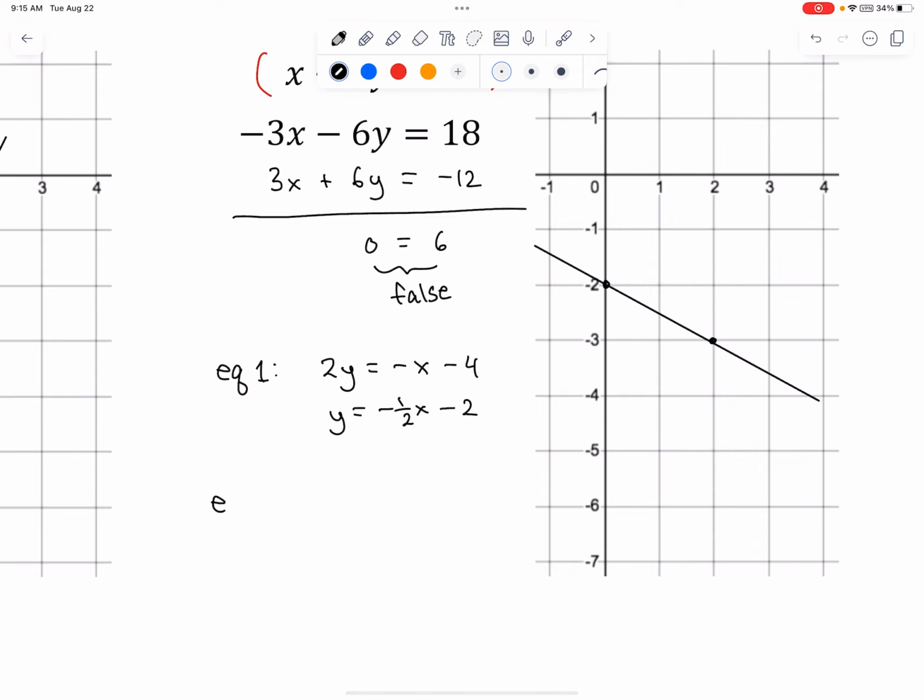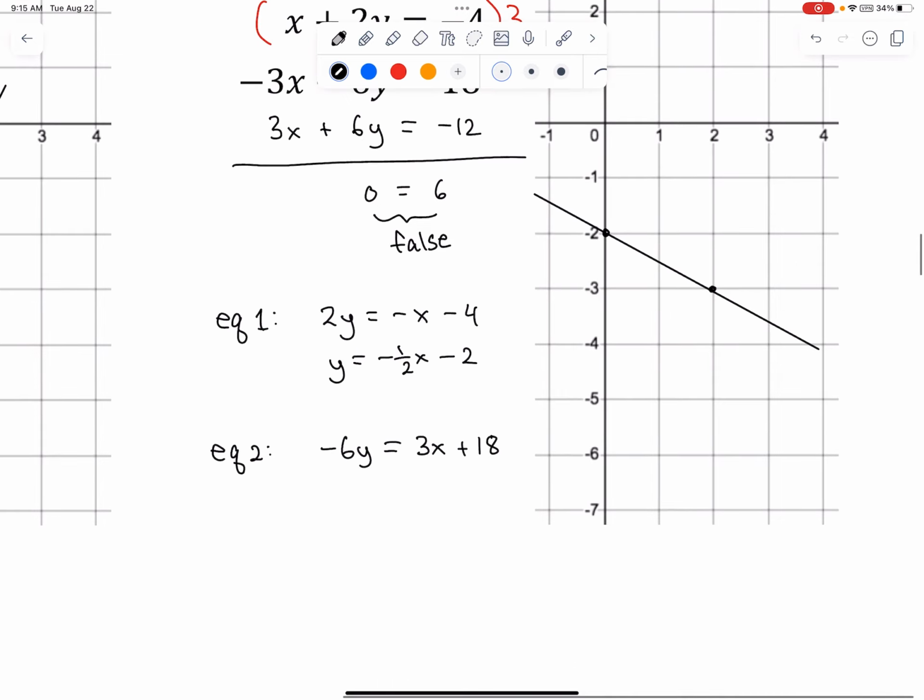Whereas equation 2, we have negative 6y is equal to, add 3x to the other side, so 3x plus 18. Now divide everything by negative 6, so we have y equals 3 over negative 6, which winds up just being negative 1/2 times x, and then 18 divided by negative 6 is negative 3.